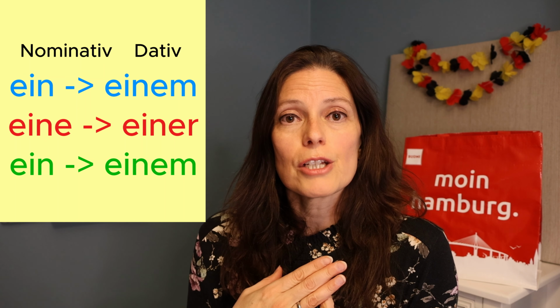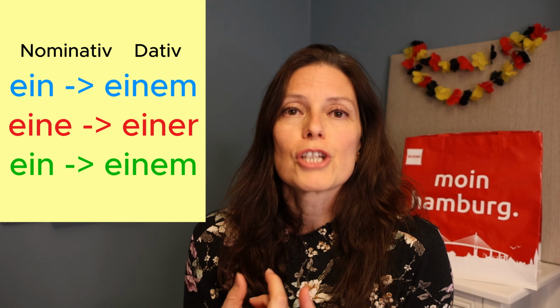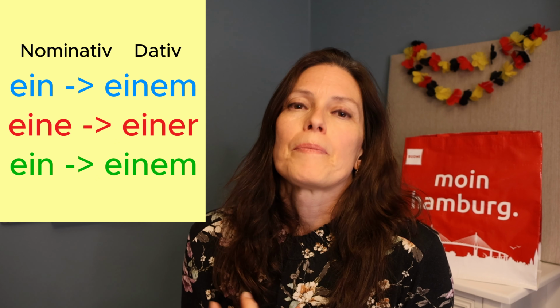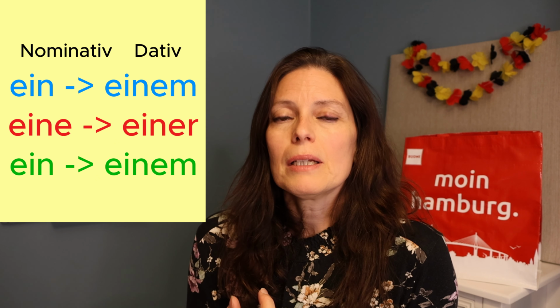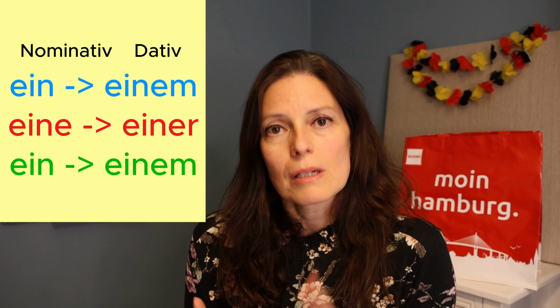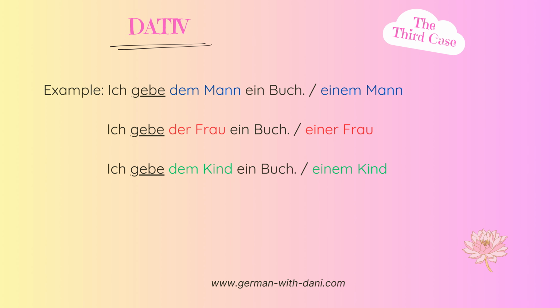And the indefinite article is also changing. If it's masculine, it changes to einem. Ich gebe einem Mann ein Buch. And if it's das, ein Kind, you also change it to einem. Ich gebe einem Kind ein Buch. And if it's die, so it would be eine in the nominative, in the first case. But now it's the dative and you say, ich gebe einer Frau ein Buch.